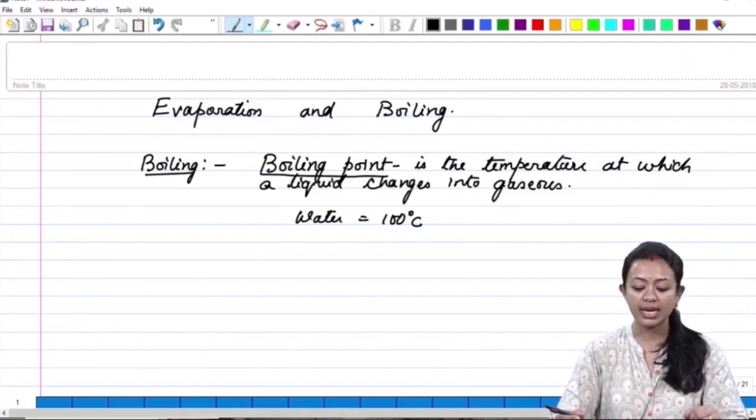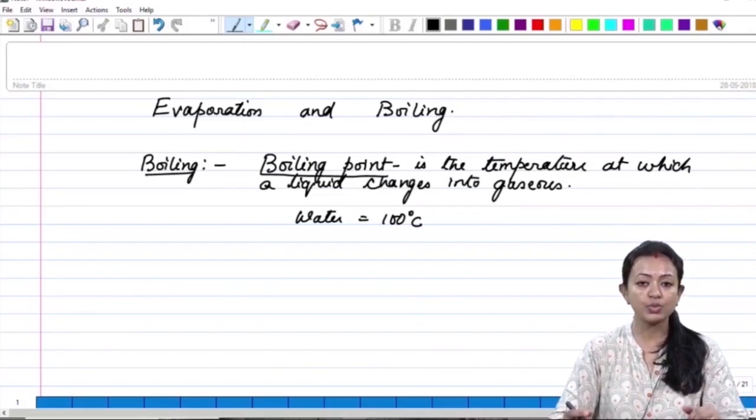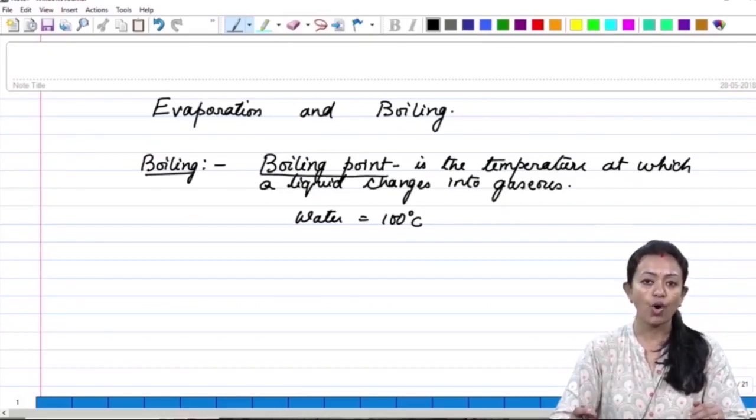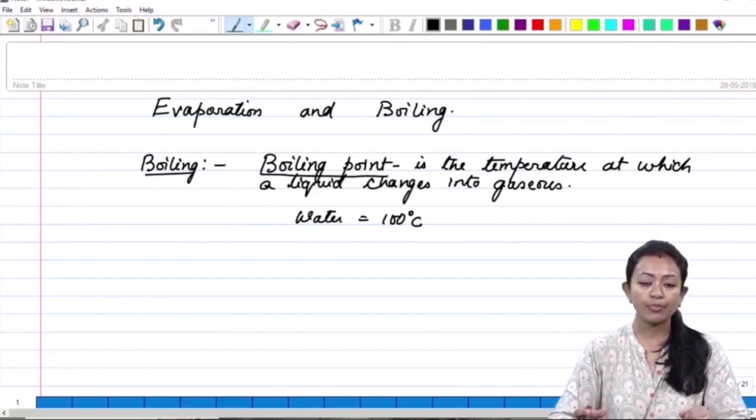Now the question is, are boiling and evaporation the same, or are they two different concepts? Because in case of evaporation, we see that there happens to be the change of state from the liquid to the gaseous state. Whereas in case of boiling, the same thing happens. There is a change of the liquid state into the gaseous state. If both have the same concept of change from liquid to the gaseous state, then how are they different?